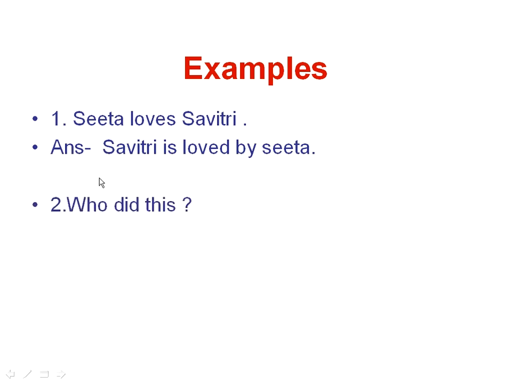Again, the second sentence is here. Who did this? This is an interrogative sentence, means a question sentence, and we have to write this by changing the voice. By whom was this done? This is in passive voice. Likewise, we can change an interrogative sentence into passive voice.